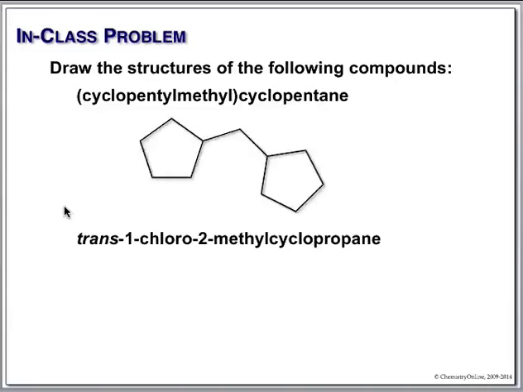Let's call this the parent. This is our side chain. This single carbon is the point of attachment. And that has a cyclopentyl group attached to it. Cyclopentyl methyl cyclopentane. Don't need a number. Don't need stereochemistry because there's only one.